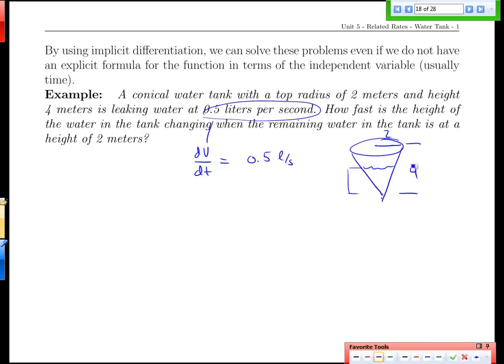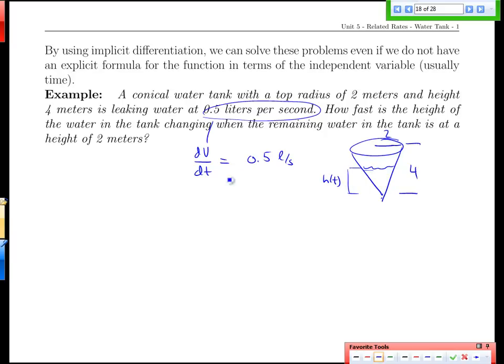The cone itself is 2 by 4, but the actual level of the water will be given by h of t. We'll call it h of t here to show that it's changing with time, when the remaining water in the tank is at a height of 2 meters. So h is going down, down, down, and when it hits 2 meters, we're curious to know how quickly that height is changing. Would we be able to see it, or is it dropping down really quickly? What's the rate of height change there?